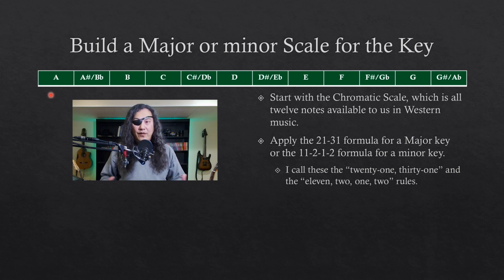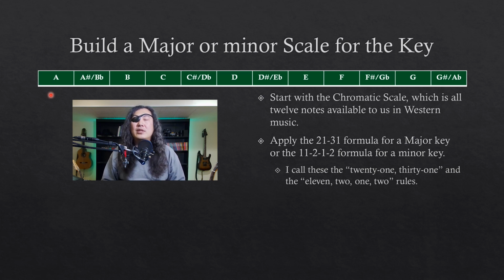Okay, so from these 12 notes, the way that we distill the 7 notes of a major scale or the 7 notes of a minor scale is by using either the 2131 formula for a major key, and that will produce a major scale. Major keys have a major scale associated with them. Or we apply the 11212 formula for a minor key, which will give us a minor scale. Minor keys have a minor scale associated with them.